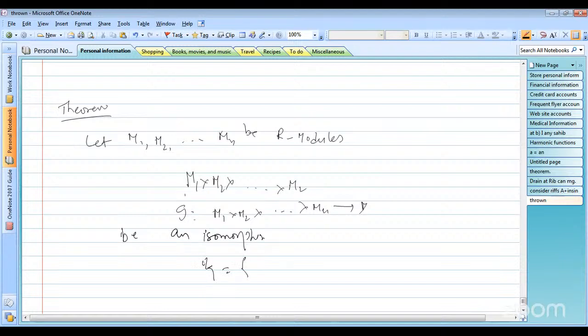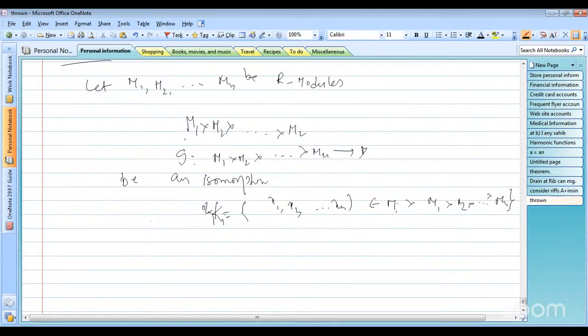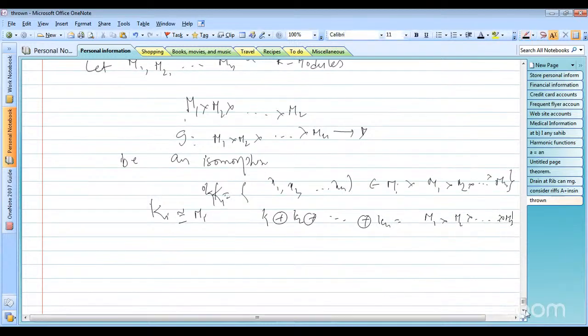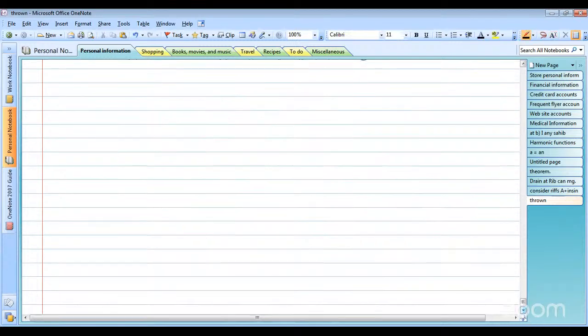K is equal to x1, x2, and so on, xn belongs to Mi, M1, M2, Mi. K is equivalent to M. K1 plus K2 plus summand, this one plus Kn I'm taking it. The summand is equal to M1 into the product here, M1 into Mn here. So Mi, G of K of i.